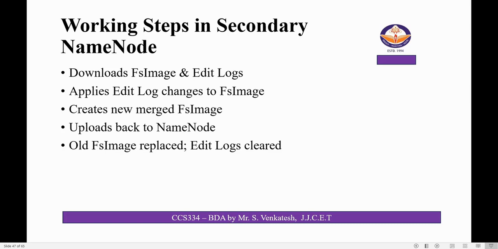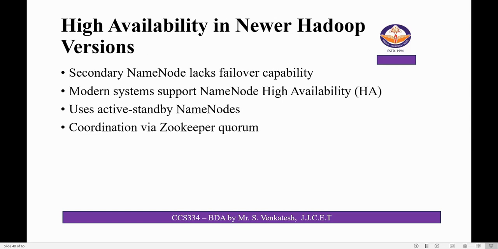High availability in newer Hadoop versions. This process ensures that the metadata remains compact and the name node can restart faster in case of failure. However, the secondary name node operates on a schedule and it does not provide high availability or real-time failover capabilities. For improved fault tolerance, newer Hadoop versions support name node high availability using multiple active and standby name nodes coordinated by a ZooKeeper based quorum.